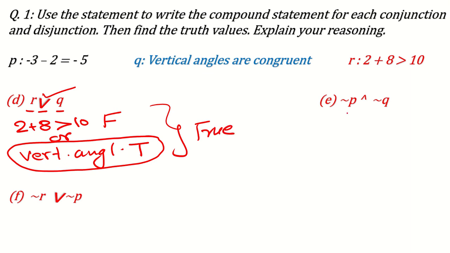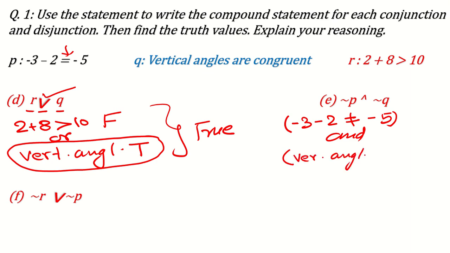Okay. Now, the E part is negation of P and negation of Q. So negation of P, see I am writing directly here. Negation of P means minus 3 minus 2 is not equal to minus 5, because in P it was given equal to, so its negation will be not equal to. Okay. And negation of Q is vertical angles are not congruent.